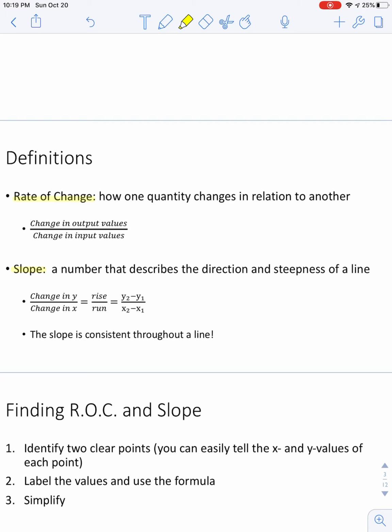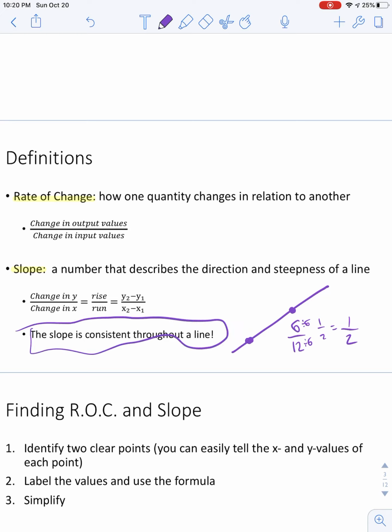One of the key ideas of a slope is it's how steep a line is, and it doesn't change throughout the line. So if you take any 2 points on a line and you calculate their slope, it always matches. You might not think it does because one time you might calculate it and it's something like 6/12, and the other time you calculate it and it's 1/2, and you're like, oh, those don't match. But if you reduce the first fraction, you realize that they do match. So that's a big idea here: the slope is consistent throughout a line.